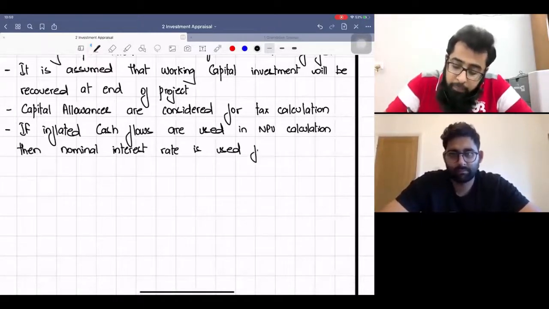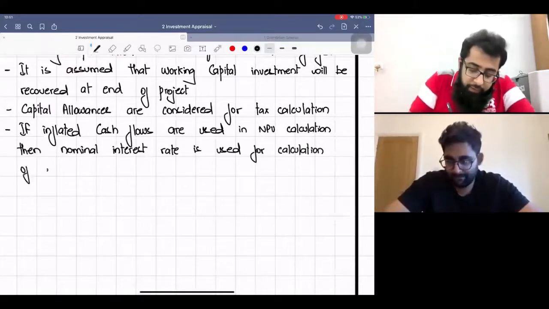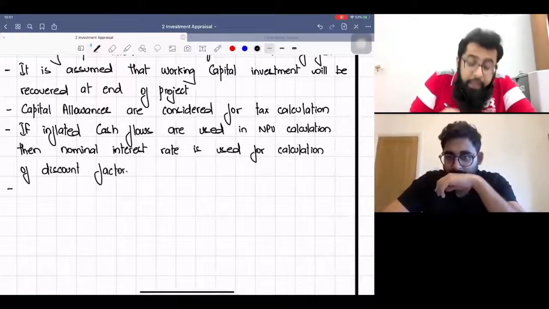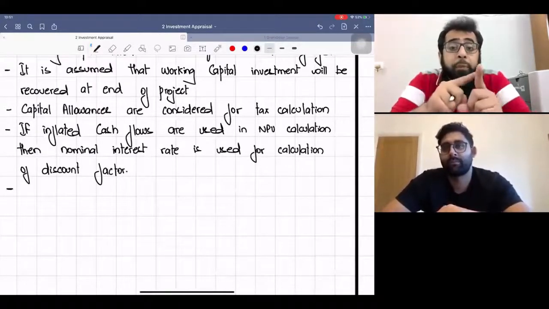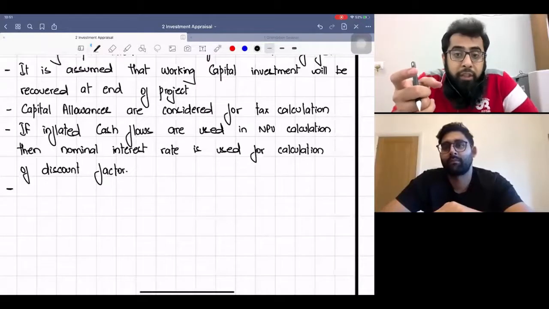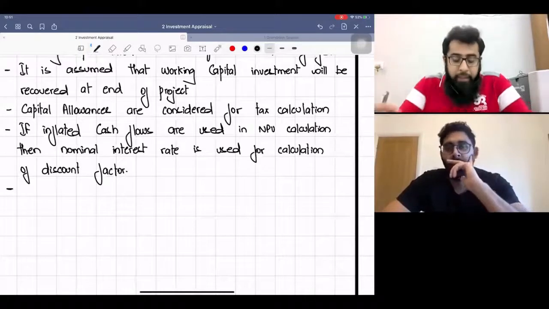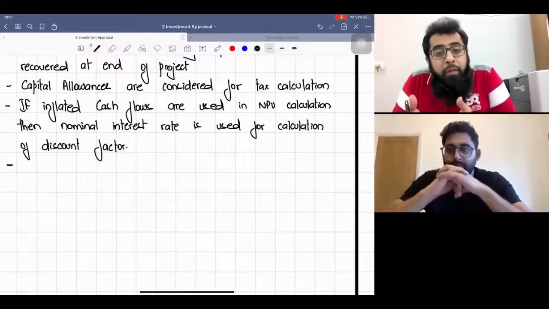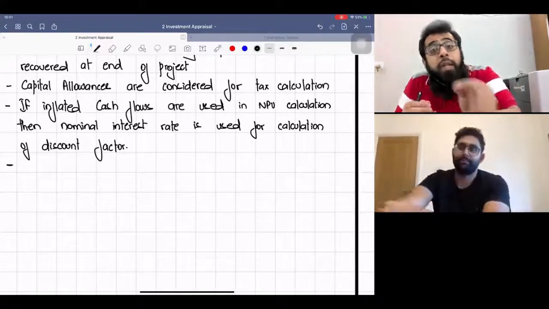If inflated cash flows are used in NPV calculation, then the nominal interest rate is used for calculation of the discount factor. And if you have ignored the inflation factor, then you use the real rate. The Fisher effect explains the relation between the nominal interest rate and the real interest rate. The real interest rate ignores the impact of inflation, whereas the nominal interest rate includes the impact of inflation. If you are considering uninflated cash flows, ignoring the impact of inflation, then you will use an interest rate which does not include inflation.